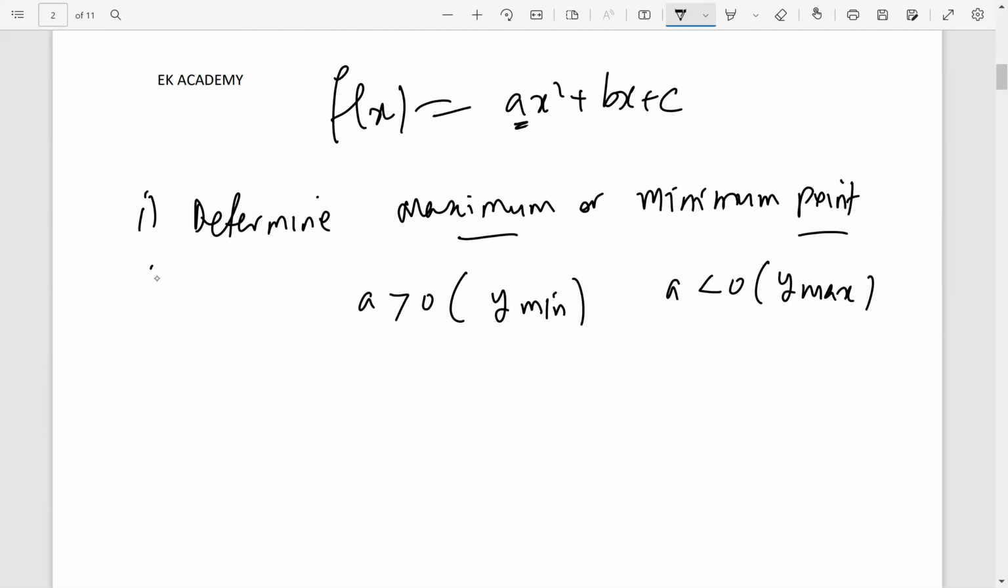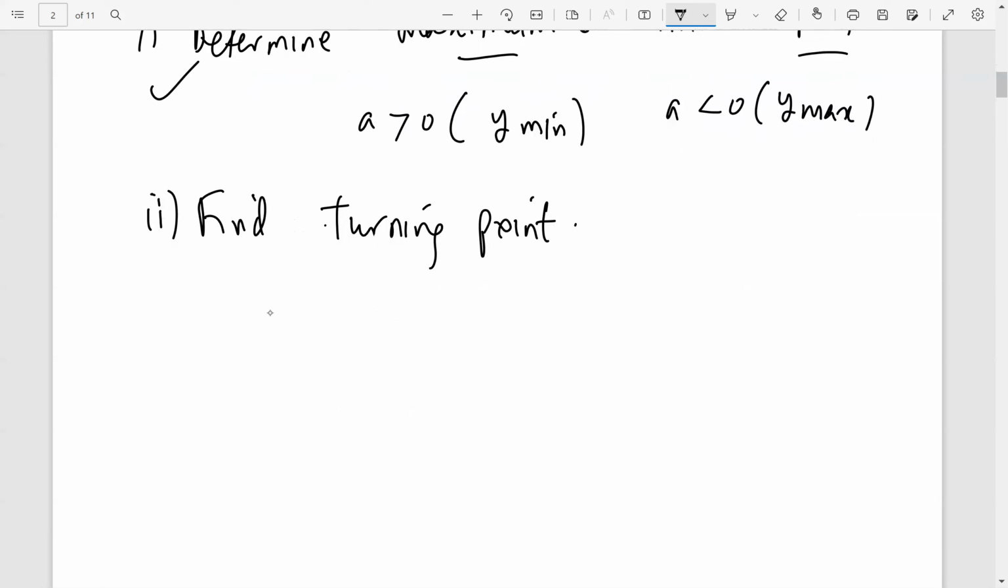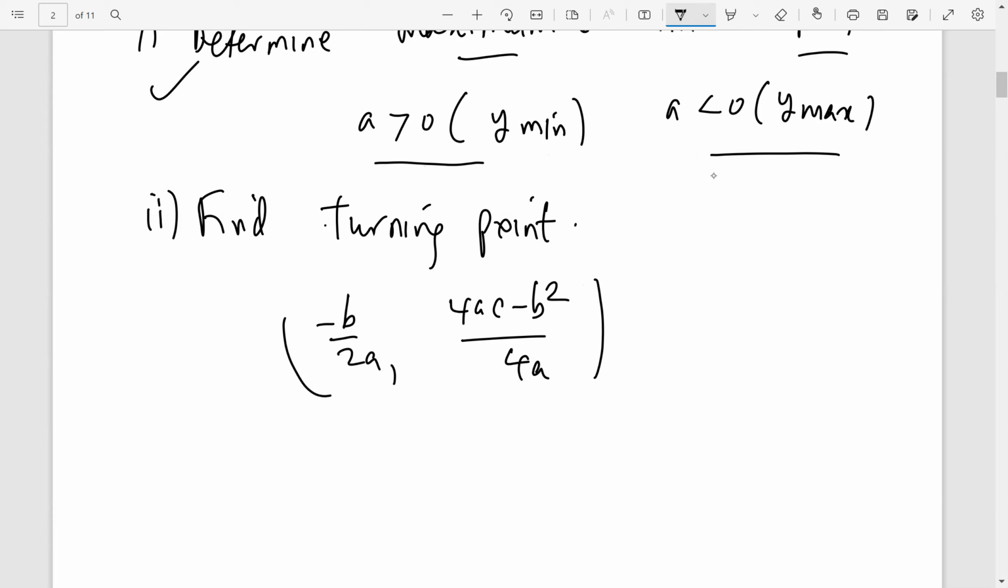So after this determination, then find the turning point. That is second. And how do we get the turning point? The turning point is going to be the axis of symmetry, minus b over 2a, comma, 4ac minus b squared over 4a. This is going to be your turning point, and this criteria will give you an idea whether it is a maximum turning point or a minimum turning point.